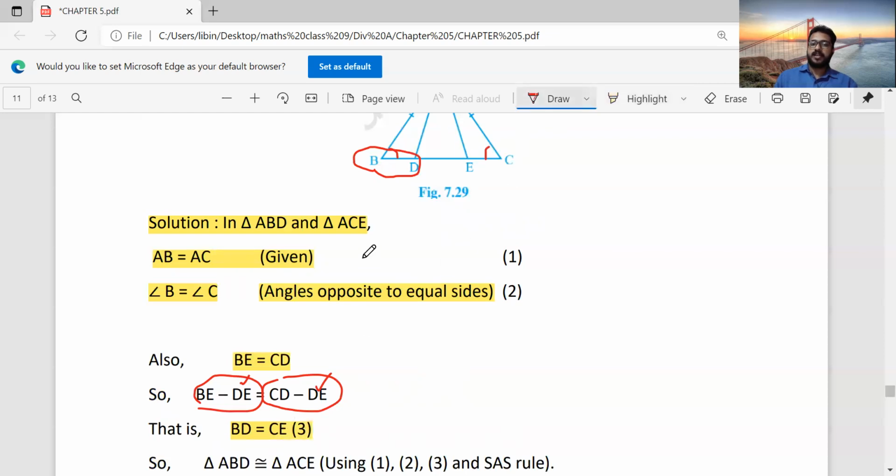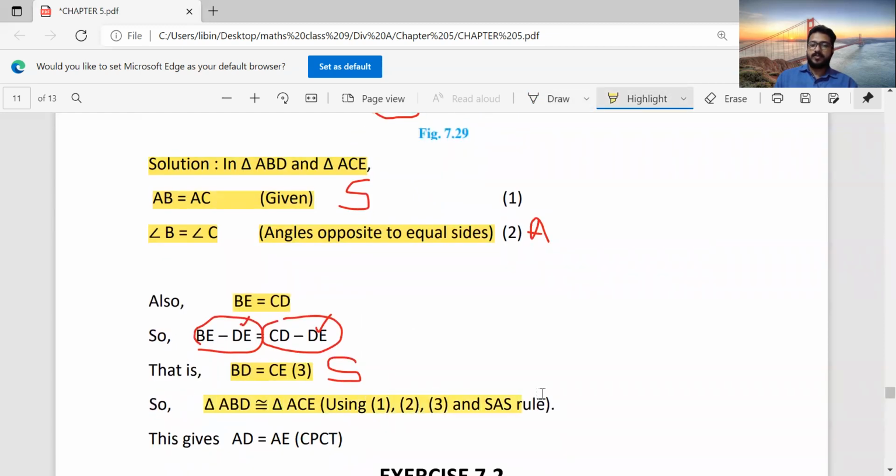Now what we have here? Here S, here A, and here also S. So by using SAS rule, we have just proved that AD is equal to AE. Clear? Are you all clear?